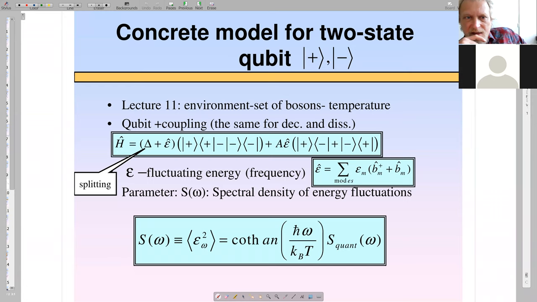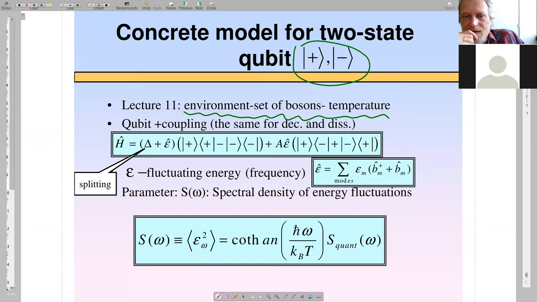So let's make a more concrete model, and we will talk about a qubit. These two states, plus and minus. We need an environment, and we borrow an environment from a previous lecture, lecture 11, when we were talking mostly about electric circuits. There are fluctuations and oscillations in electric circuits. It is a ready-to-use example of an environment.